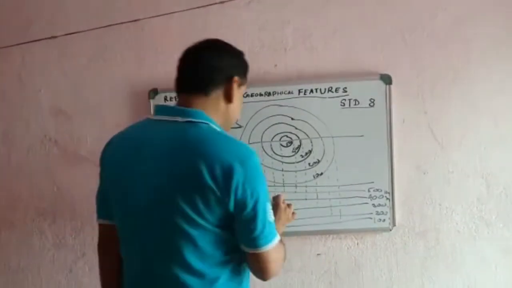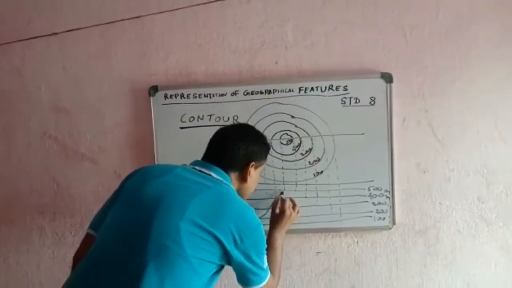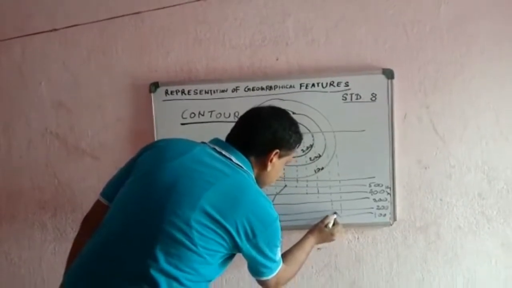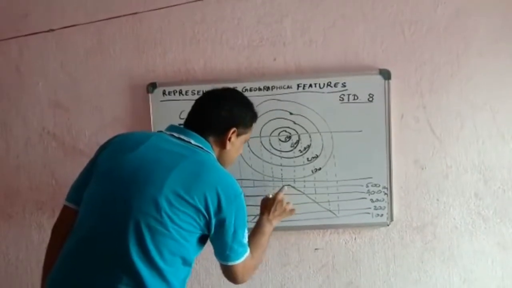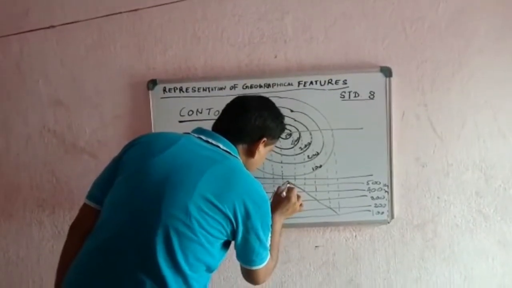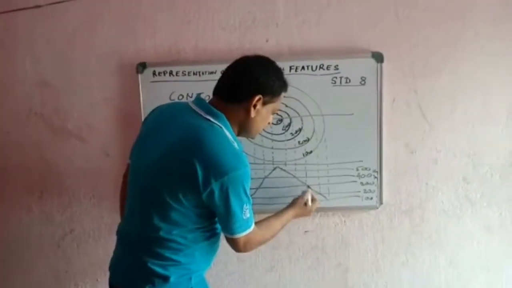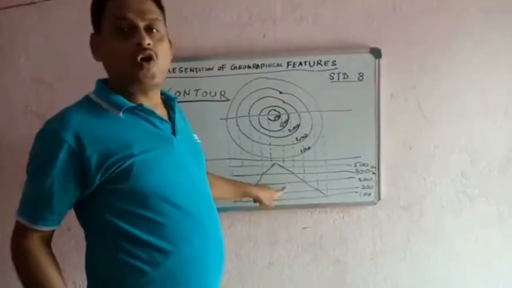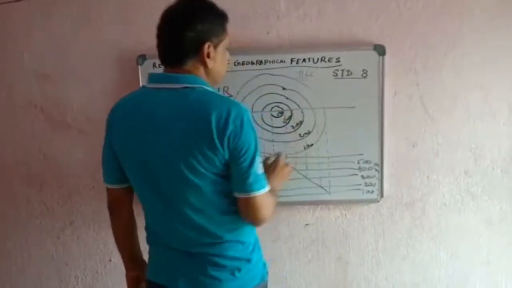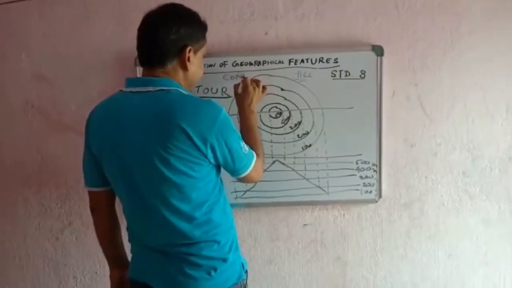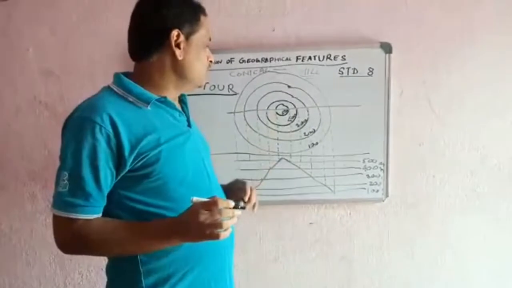See, you join the lines like that. Now the shape of the cross section comes like a conical hill. You can say hill also. This is the shape of a conical hill. It is very simple to draw these contour maps.